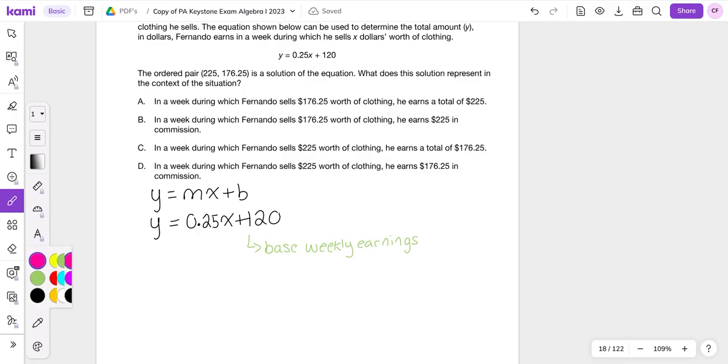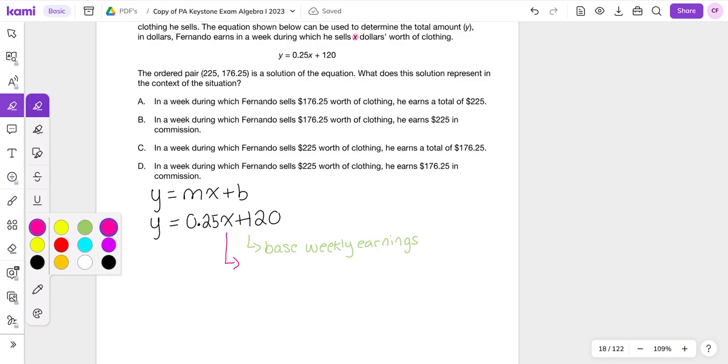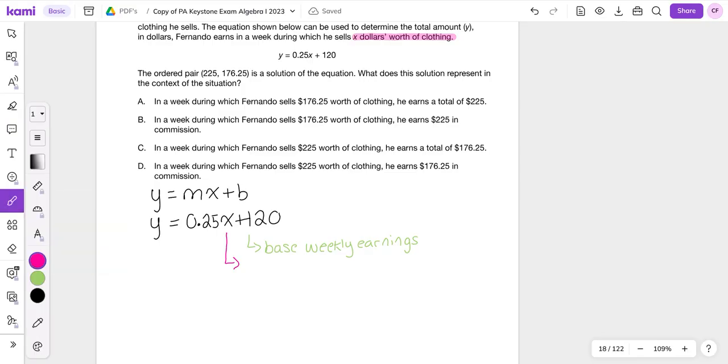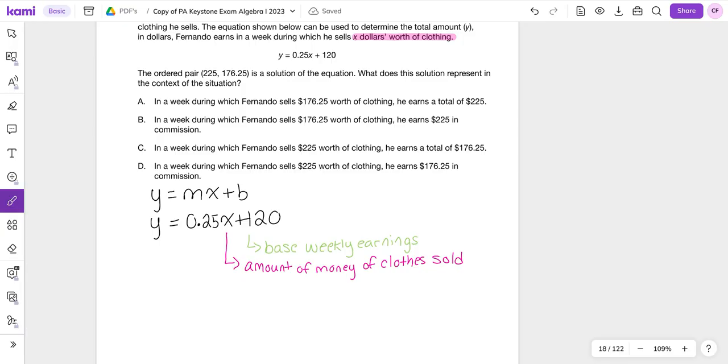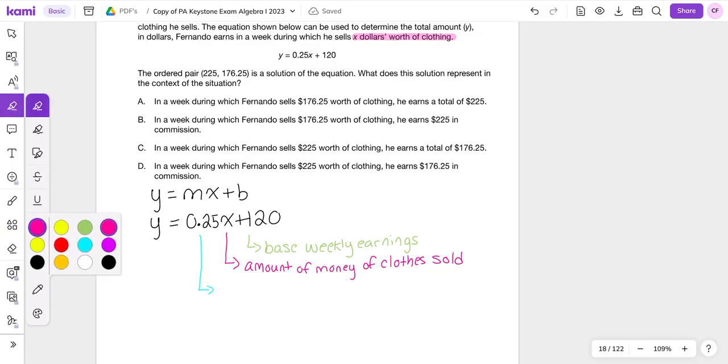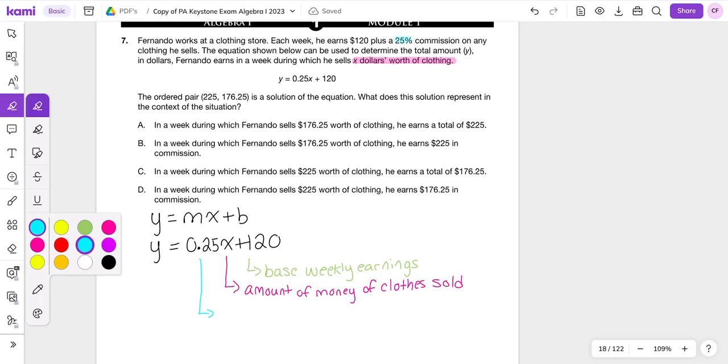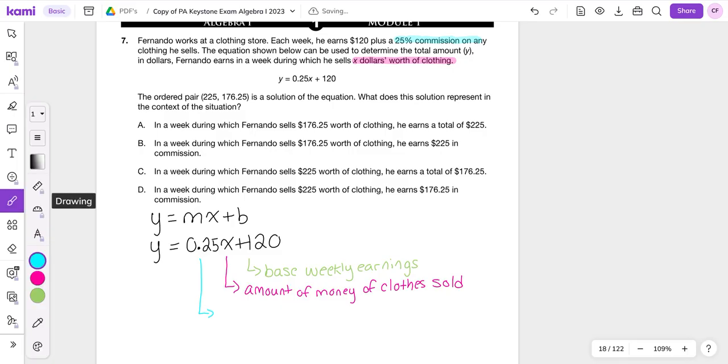Then we are looking for X next. It said what X was in the problem. X is up here: X dollars worth of clothing. So this is the amount of money of clothes sold. And we have next the 0.25, which we know from the original problem was from the 25% commission. Again, this is in decimal form, the 0.25, but that is 25% commission.